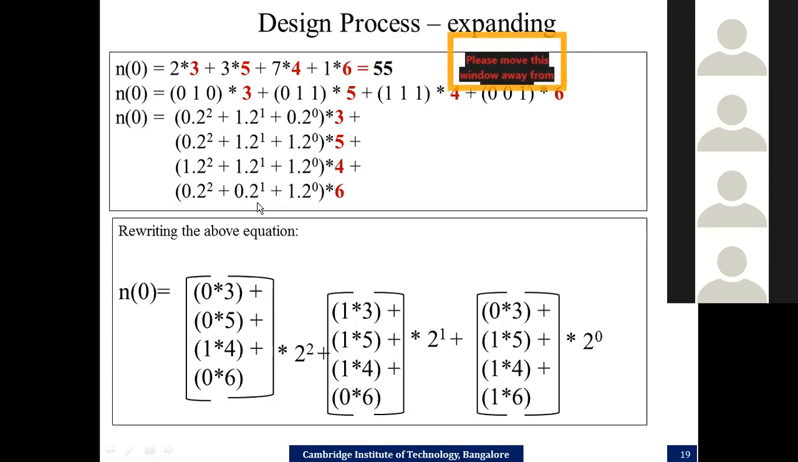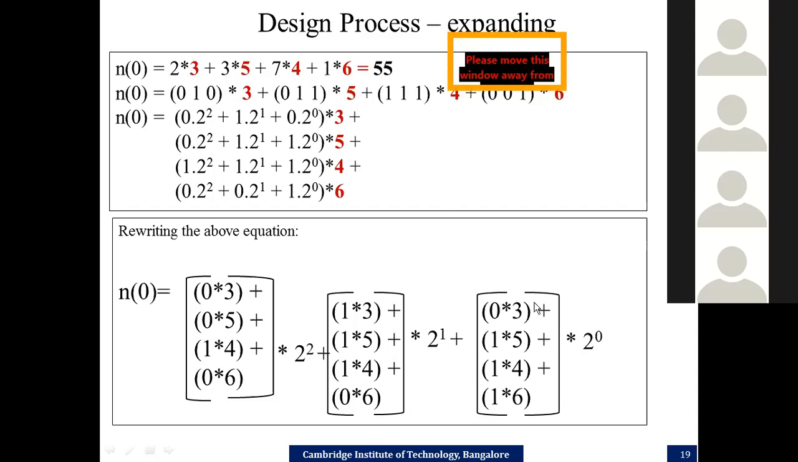Then I take the second term here, 1 into 2 power 1, and so on, again multiplying it with 2 power 1. Then if you take the third term, that is the LSB, multiply it with 2 power 0. So if you try to see this, the 0 in the first term is the MSB bit of the first input. The second 0 here is the MSB bit of the second input, that is 3. And this 1 is the MSB bit of 7. And 0 is the MSB bit of 1. So this is how it has been rearranged.